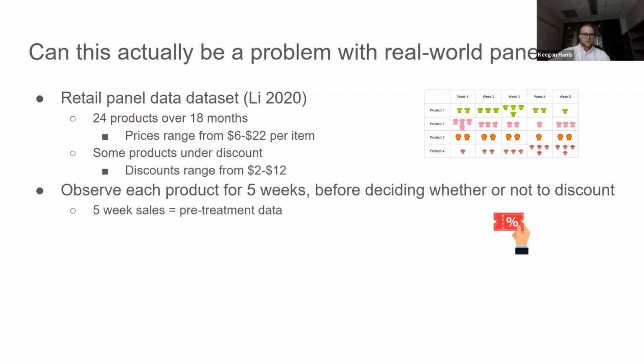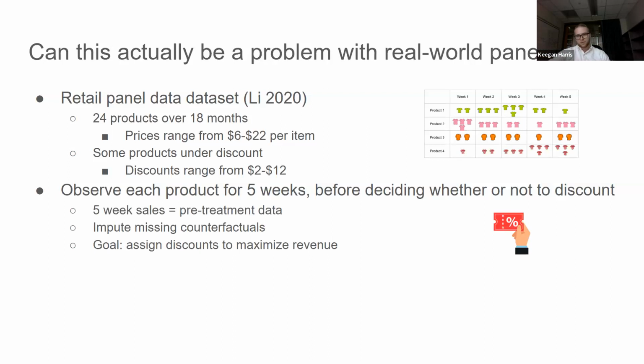So this 5 weeks of sales is our so-called pre-treatment data. Our treatment is whether or not to assign a discount. And then, since this is real data, we only get to observe one of the counterfactuals. So we use standard methods called synthetic controls or synthetic interventions to impute the missing counterfactuals. And I'll get into those a bit later. And our goal here, like I said, is to assign discounts in order to maximize revenue.